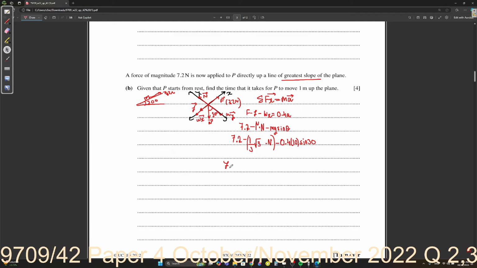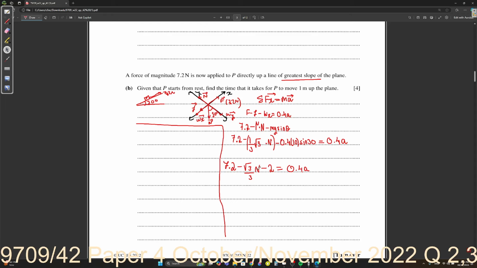So you're going to get 7.2 minus root 3 over 3 N, minus 0.4 times 10 times sine 30, which is 2. Okay? Is equal to, I should have put equal to 0.4a. Okay. So let's continue to simplify a bit. I need a lot of space for this. Let me simplify this and do 7.2 minus 2, which is 5.2. Or, I'll keep it like this.